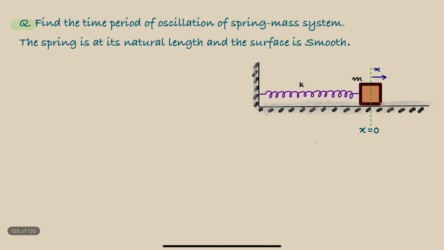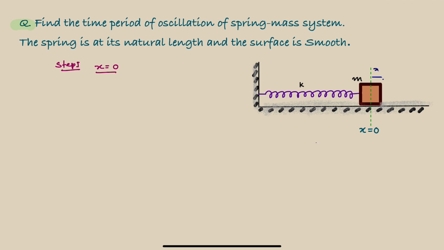Let's use this equation to solve a very, very simple problem. We know how to solve this problem, so let's apply this method. Here we are given a spring mass system, the surface is very smooth, and it is already mentioned that the spring is at its relaxed length, or natural length. So what is step one? To find the equilibrium position, which is already given: x equal to 0. What is the next step? The next step is as follows.